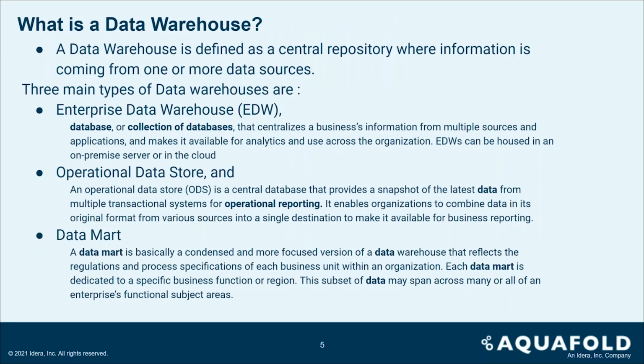You also have the warehouses, and a data warehouse is defined as a central repository where information is coming from one or more data sources. You have three main types of data warehouses. You have your enterprise data warehouses that centralize a business's information from multiple sources and applications, and make it available to you for doing analytics. It's used across the organization, and it can be housed on-premise or in the cloud. And we're going to talk about the architecture in a couple of minutes.